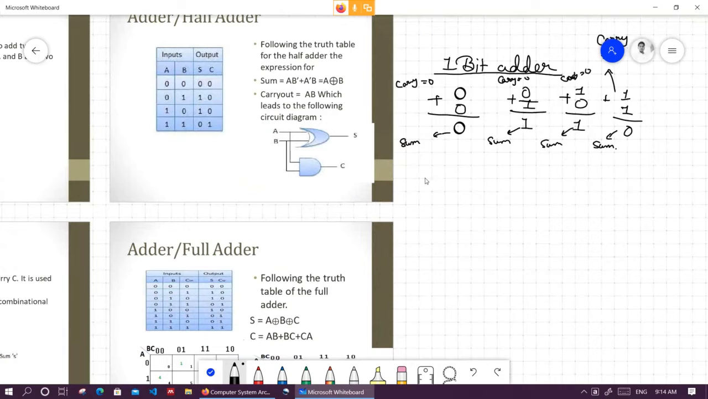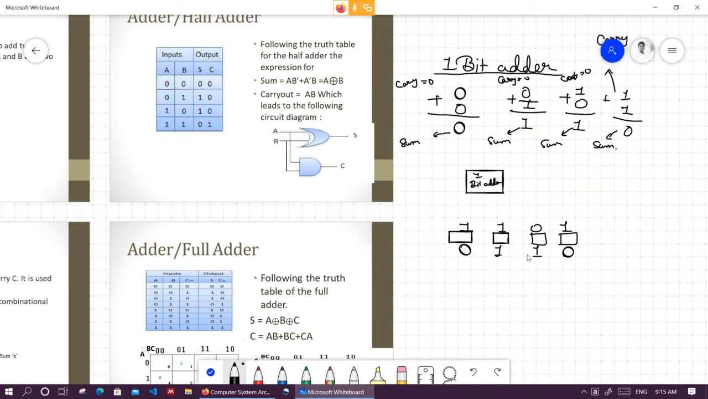Now let me tell you how we can go for an adder with multiple bits. Suppose by using this we have created a circuit known as the adder. So this is your 1-bit adder. If you want to add multiple bits, like suppose you want to add 1 1 0 1 and 0 1 1 0, then how do you go for that? You have to use an adder for every bit. So there will be a 1-bit adder for this, a 1-bit adder for this, a 1-bit adder for this, and a 1-bit adder for this.